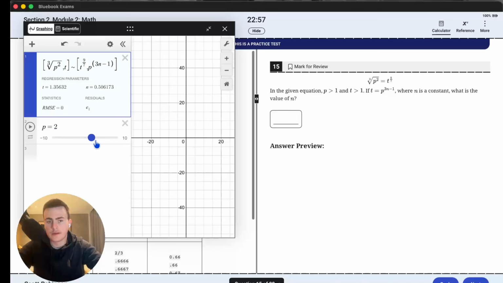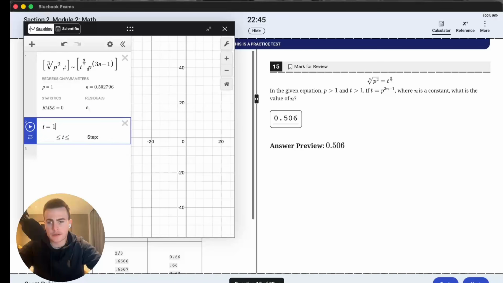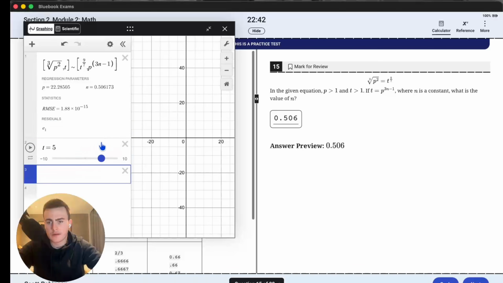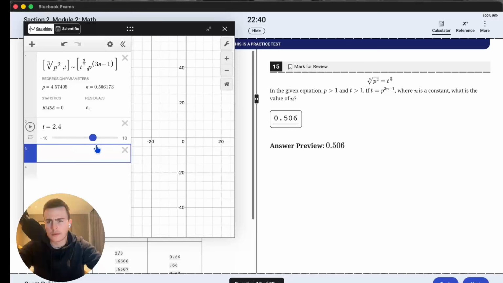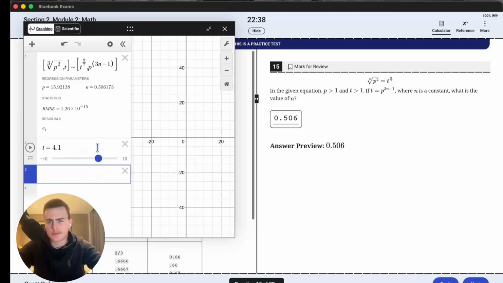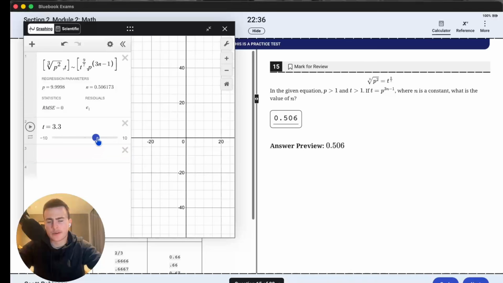So would that be the answer? Yeah, I guess n would just be 0.506. Yeah, that's the answer. Let me double check if anything changes here. Whoa. Oh, there we go. Okay. Reason why it has to be this, just some reassurance, is when the RMSE is 0, then you're more likely to have it correct.